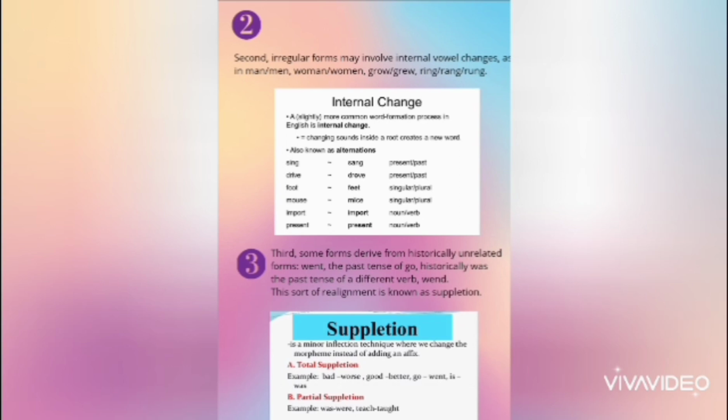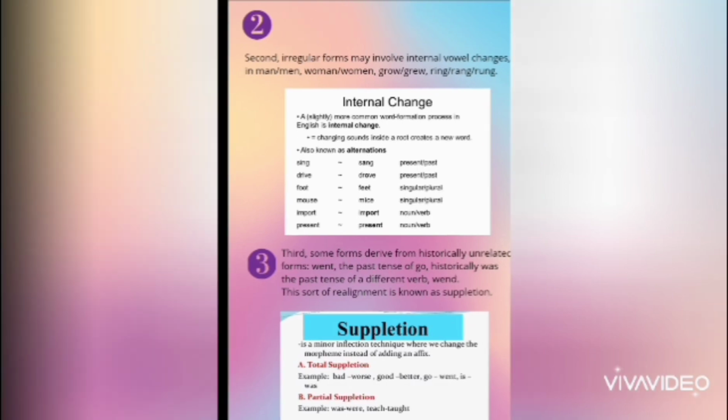Well, the third one, some forms derive from historically unrelated forms. This is also called suppletion. There are 2 kinds of suppletion, total suppletion and partial suppletion. The total, for example, bad, worse. The partial, was and were. In the total, the whole word changes, and in the partial, only some letters change.